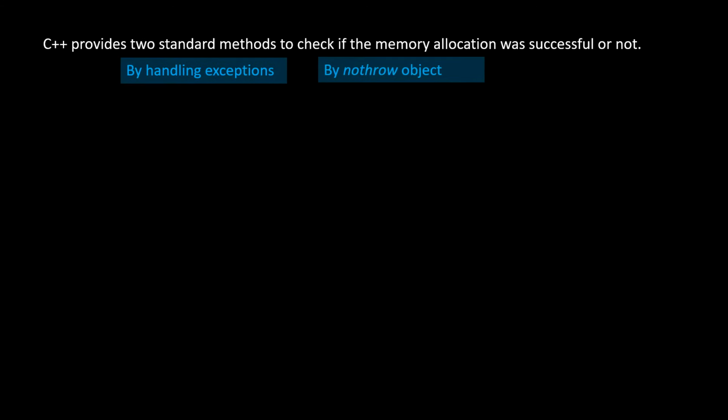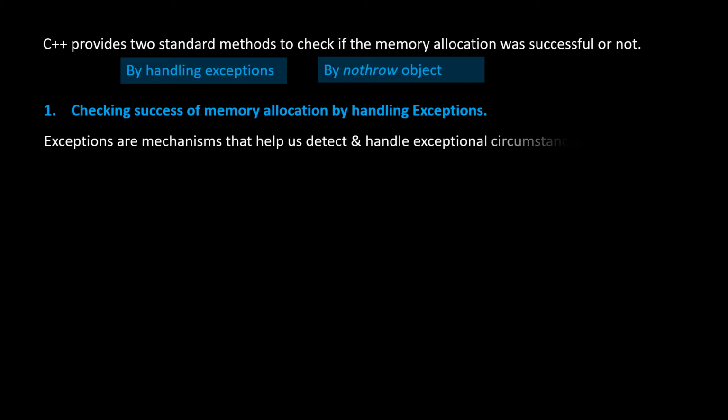C++ provides two standard methods to check if the memory allocation was successful or not: by handling exceptions, and by nothrow object. Number 1. Checking success of memory allocation by handling exceptions.